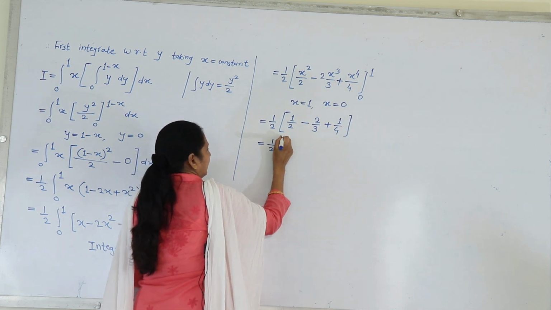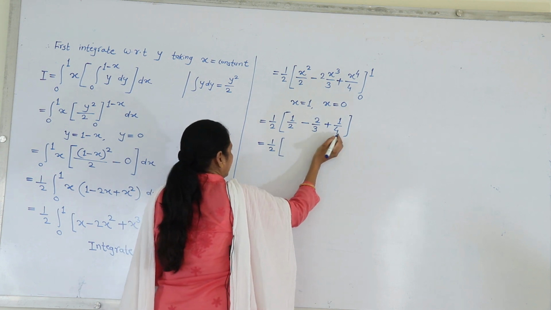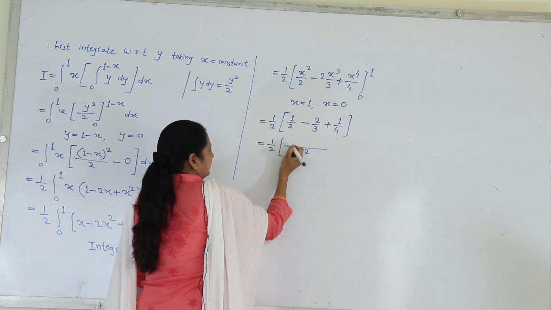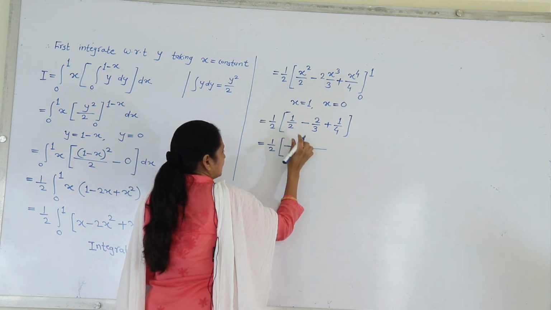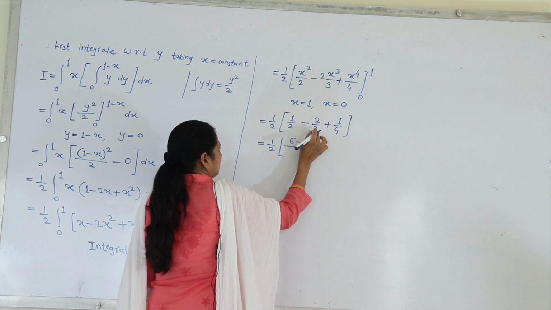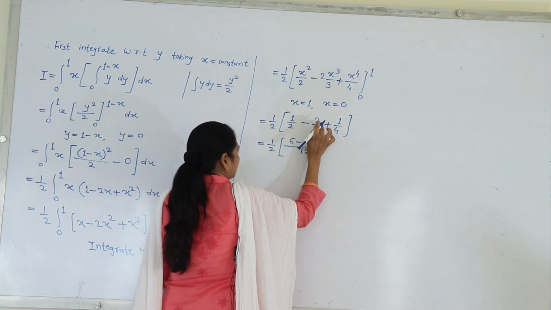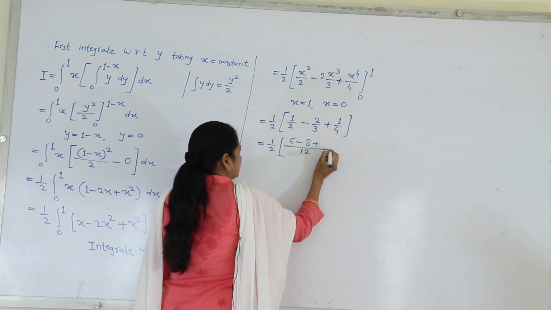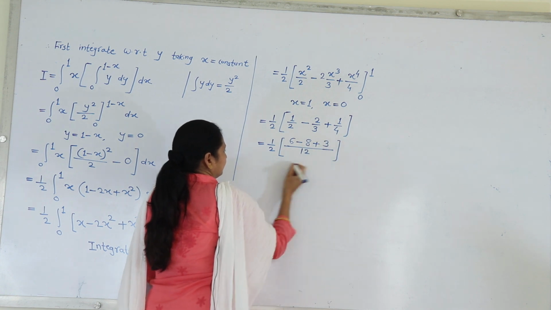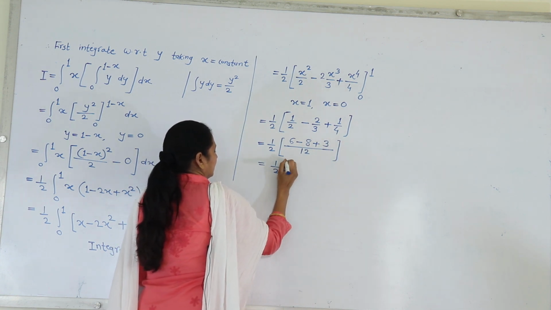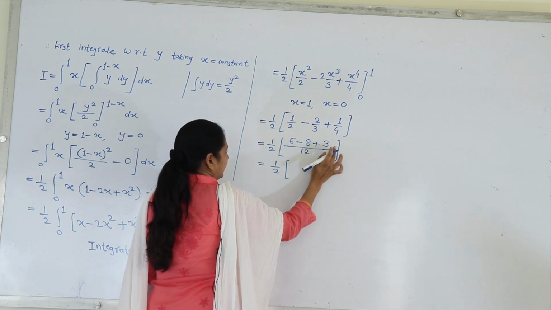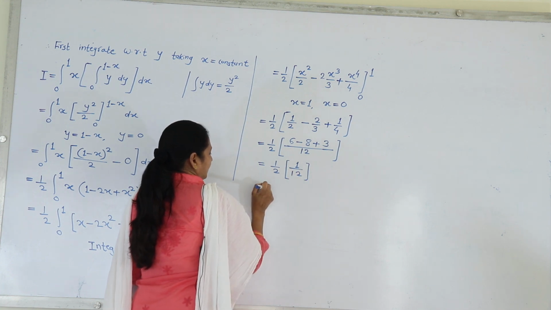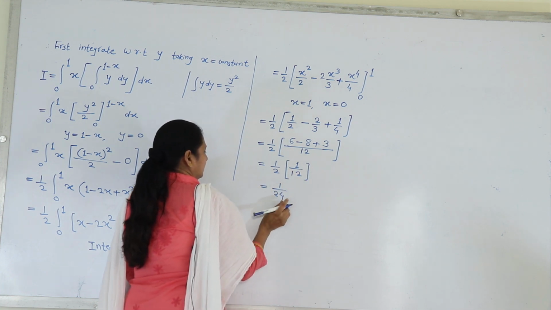Then 1/2. The LCM is 3 into 4, that is 12, the smallest number divisible by 2. Therefore 2 into 6 is 12, so 6, minus 3 into 4, so 4 into 2 is 8, and plus 4 into 3 is 12, so 1 into 3 is 3. So 1 by 2, 6 plus 3 is 9, 9 minus 8 is 1, and 1 upon 12. The answer is 1 by 24.